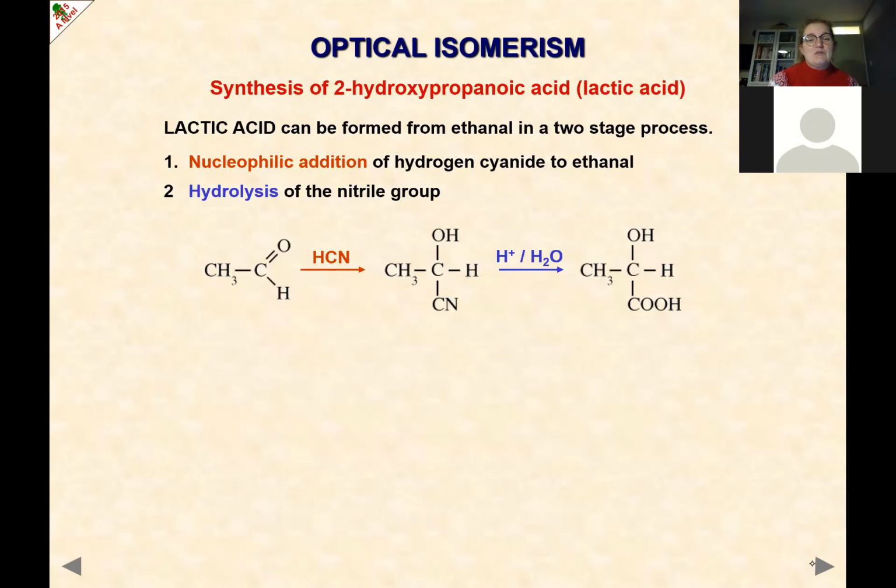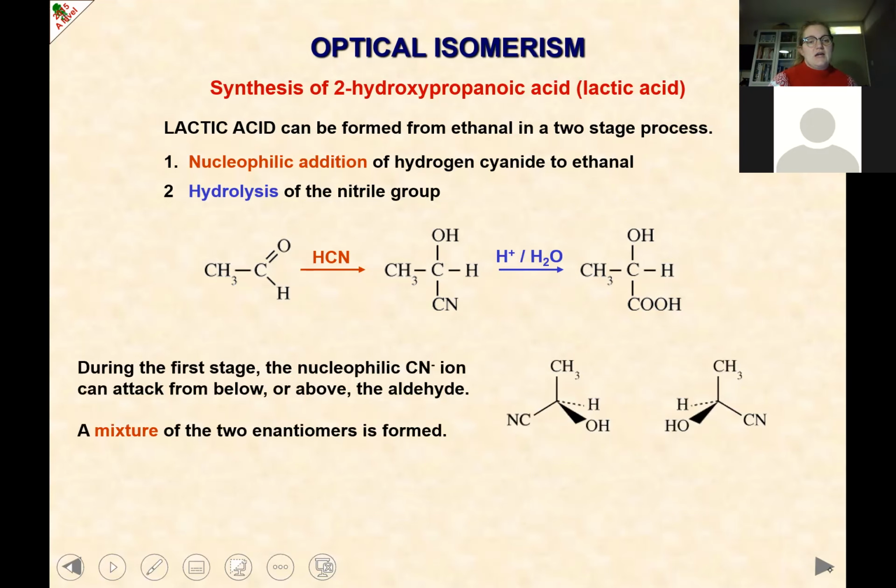This is lactic acid that we talked about last week. Lactic acid can be formed from ethanal in a two-stage process. This links really well to respiration, which we talked about last week. We've got ethanal to begin with, and nucleophilic addition of hydrogen cyanide to ethanal happens first. Then we have hydrolysis of a nitrile group to get to the lactic acid.